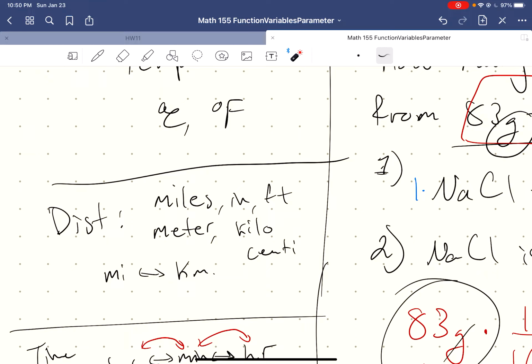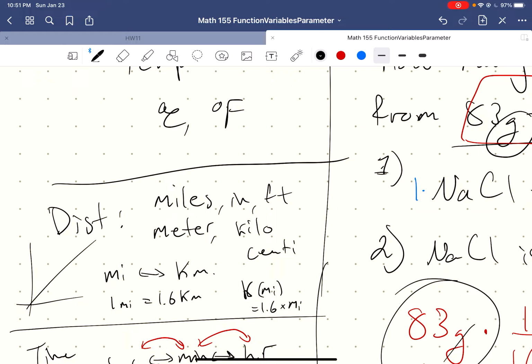And if I were to graph this relationship, 1 mile is equal to 1.6 kilometers. Technically, it's something like 1.61 and so on, but we're not going to worry about that. So if I have a distance in miles and I want to convert to kilometers, then if I know my miles, I would multiply by 1.6. So kilometers equals 1.6 times however many miles it is. Again, that's just a line. Its slope is 1.6, and it passes both the horizontal and the vertical line test.